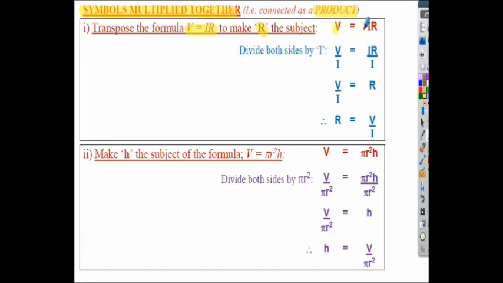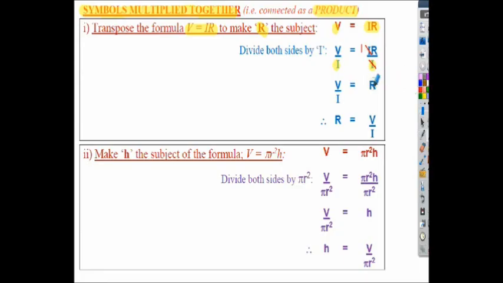So starting from V is equal to IR, as outlined in the previous presentation, we're going to use inverse operations to rearrange the equation. In the moment I is multiplying the R, so to remove the I from the right hand side and leave us with R, we have to divide by I. But to keep the balance of the equation, we have to divide both sides of the equation by I. Now on the right hand side, the I in the numerator will cancel with the I in the denominator, leaving us with a value of 1, and 1 times R is R.